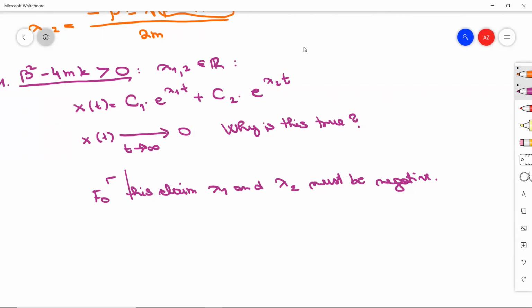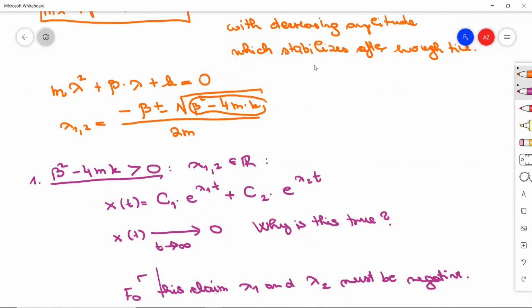So let's look at our differential equation. It's m lambda squared plus beta lambda plus k is equal to 0. And the only characteristic of this equation is that all three coefficients are positive, because m is mass, k is a positive constant, and beta is a positive constant. Okay, yeah. Yes, this is true, yeah.